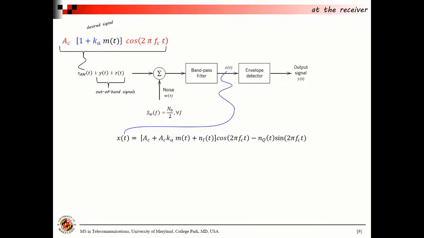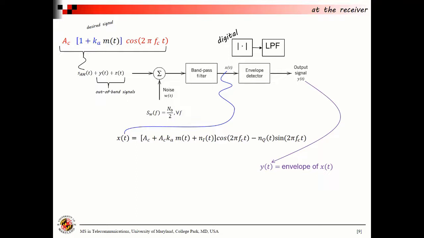Now, so far we have X of t, which is going to be fed into the envelope detector at the receiver. An analog envelope detector will be a diode and a capacitor in parallel with a resistor. But for our software-defined radio, it's probably going to be a digital envelope detector, which simply means taking the absolute value of the different samples and then passing them through a low-pass filter. The output of the envelope detector will be the envelope of X of t. And we know that the envelope of X of t, we studied it together in Chapter 2, is the square root of the in-phase squared plus the quadrature squared.